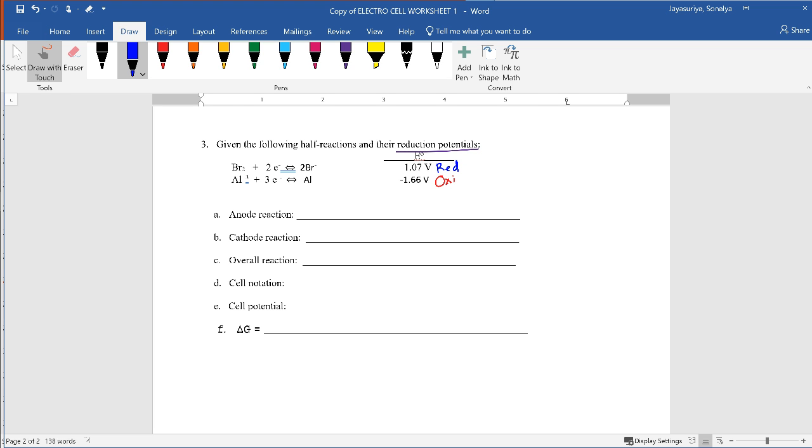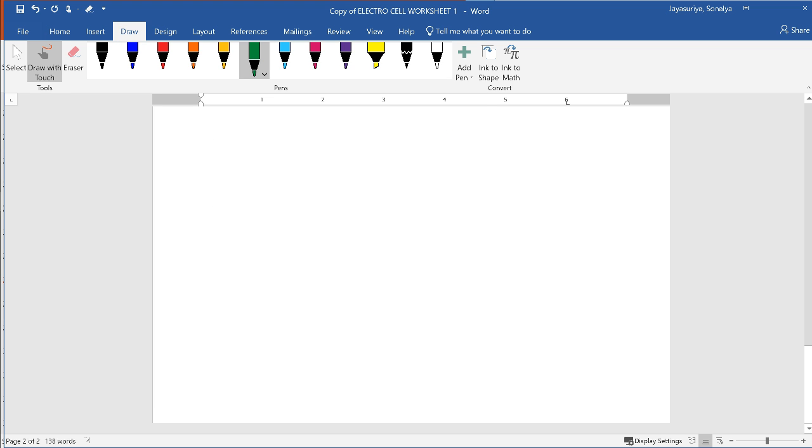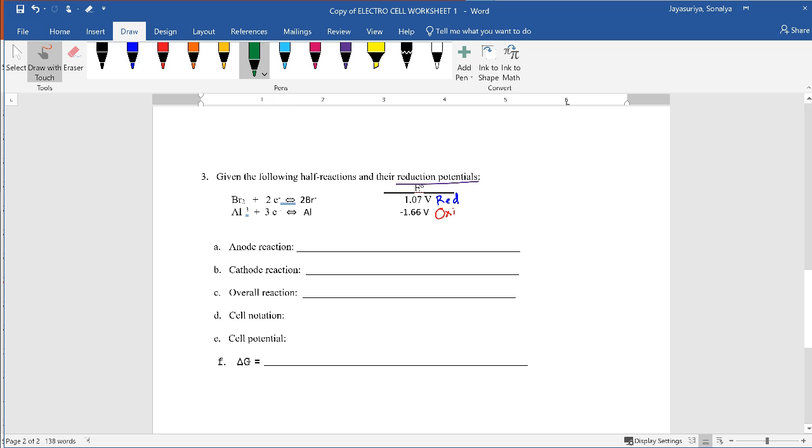Okay, so that also means that if aluminum is undergoing oxidation, this reaction is going to go in the direction where aluminum is being oxidized. That means when we're doing the calculation, we have to flip the sign, and this is also the anode, okay? And the reduction will happen at the cathode. So now we're ready to answer the questions.